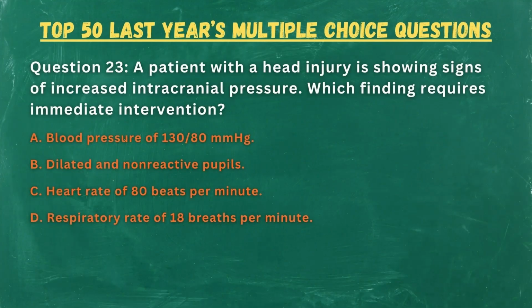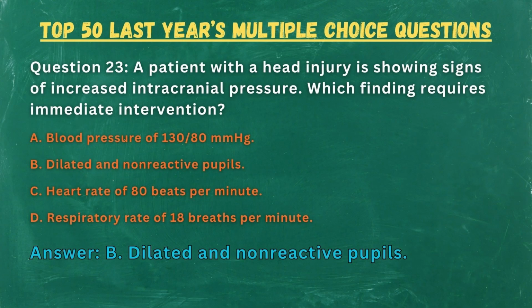Question 23. A patient with a head injury is showing signs of increased intracranial pressure. Which finding requires immediate intervention? A. Blood pressure of 130/80 mmHg. B. Dilated and non-reactive pupils. C. Heart rate of 80 beats per minute. D. Respiratory rate of 18 breaths per minute. Answer: B. Dilated and non-reactive pupils.